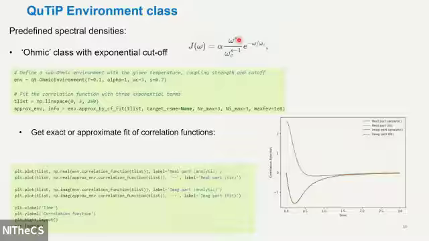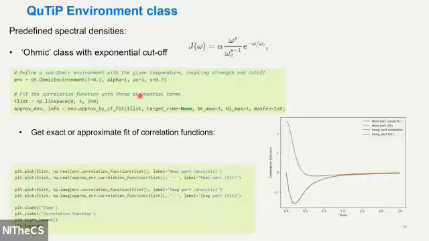So ohmic is, I guess, a bit like Ohm's law. You have a linear relationship. Super ohmic just means you have a power law here, which is larger than 1. Sub-ohmic means less than 1. And we always need to have a cutoff on these spectral densities. They can't just go to infinity at high frequency. We need a high frequency cutoff. So one option is this exponential cutoff, for example.